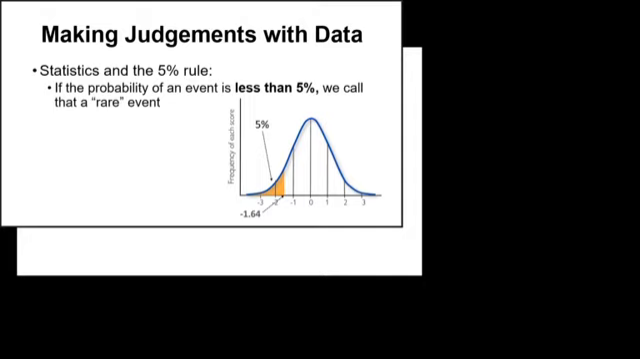All right, so next we're going to talk again very, very briefly about making judgments with our data. So if you've heard about statistics, you've probably heard about the 5% rule, the magical number of having a p of 0.05. And if you haven't, we can talk about it very briefly here. So arbitrarily, it was decided that if the probability of an event is less than or equal to that 5% line, we call it a rare event and deem it to be significant.